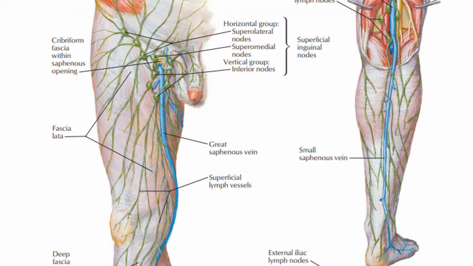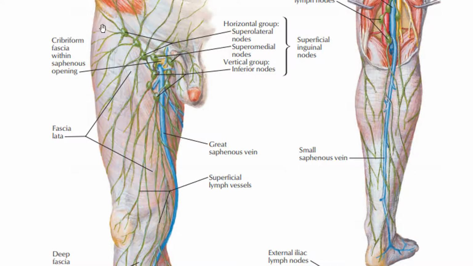But if you look at them carefully, you would see that they are draining the genitalia, scrotum, external genitalia. Then this horizontal group has further three groups: the lateral group, intermediate group, and medial group. The medial one is draining the genitalia and scrotum. The intermediate one is draining the anterior abdominal wall below the umbilicus. And the lateral most group drains the lateral aspect of the thigh and the gluteal region.